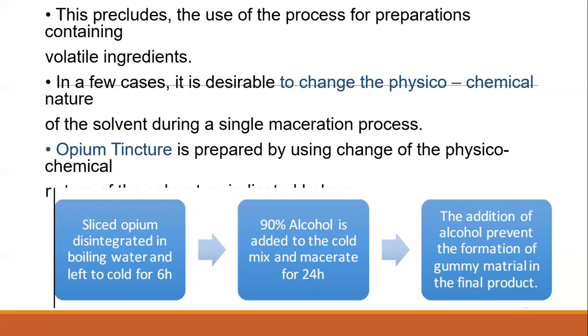Basically, you add 90% alcohol because when you slice or macerate opium, a byproduct is formed, the gummy portion in the opium also dissolves. So the alcohol prevents that gummy marshal.